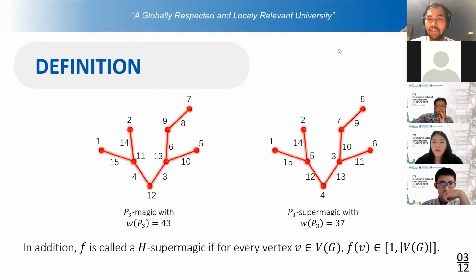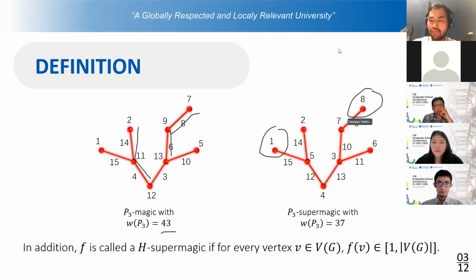In the figure on the left, if we pick a P3 subgraph like this or this one, and sum all the labels, we will have the same weight. For example, in this one it is 43. So it is a P3 magic graph with a weight of 43. In addition, if all the labels of the vertices are smaller than those of the edges, we call this P3 supermagic instead. Some applications of this graph labeling can be seen in cryptography, but in this study, we only discuss the theoretical aspects.